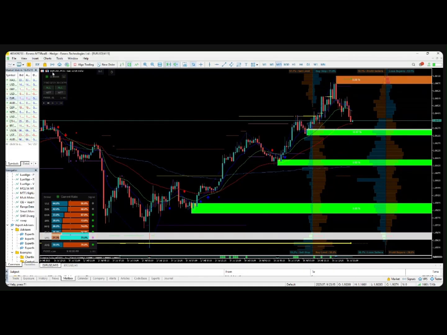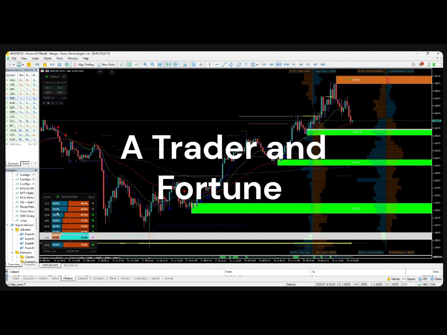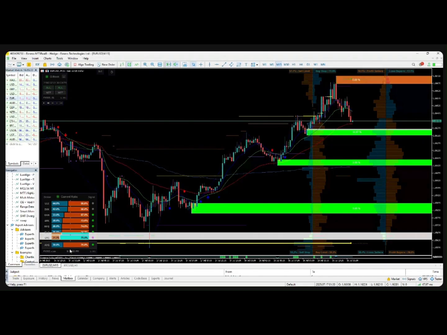See, this is Euro USD. This is the 15 minutes chart. If you observe, very few people are on the buy side. 70% of people are on the sell side. So what will the market do? The lesser value, what is that? 30%. So the market will most probably move on the buy side.